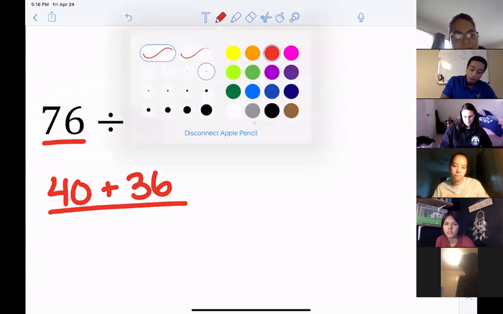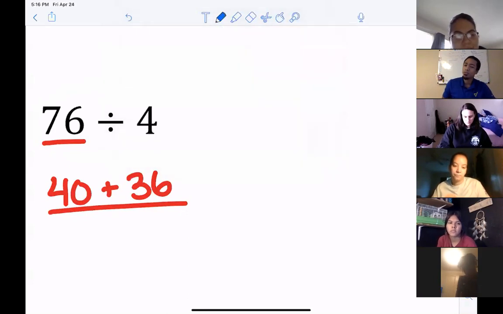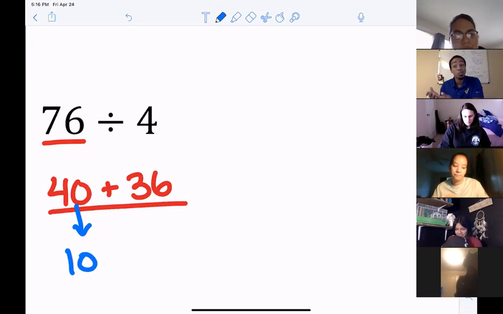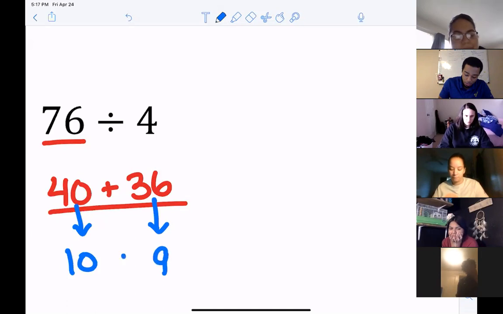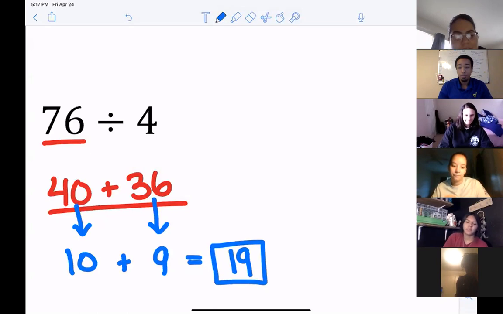Everybody, quick little question. What's 40 divided by 4 again? We just said it. 10. Absolutely, it's 10. We just said that. That's why we put that number there, because it's a multiple of 10. It makes my life easy. And what's 36 divided by 4? 9. Not 8. It's 9. Everybody, what's 10 plus 9? 19. Break it down.